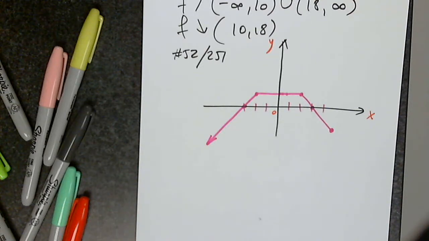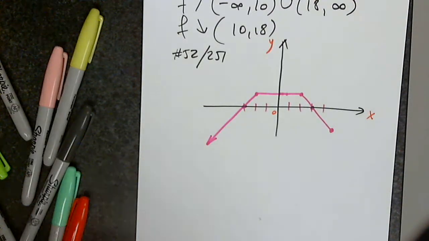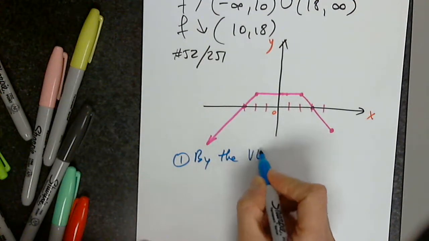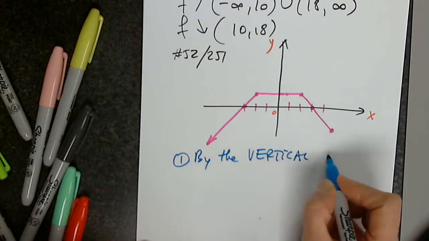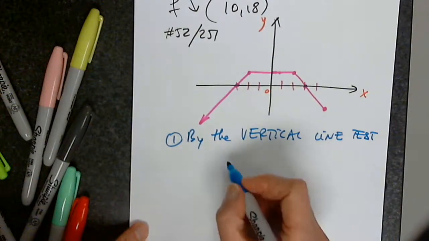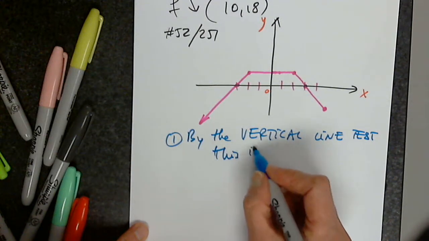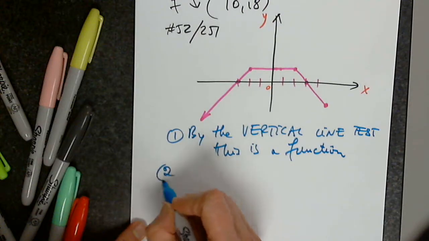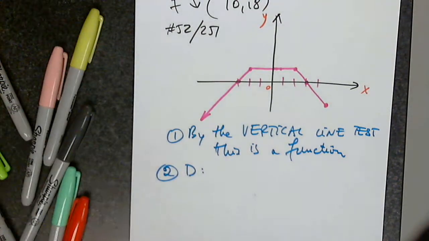Is this a function? Why is it a function? By the vertical line test. Question number 1. By the vertical line test, this is a function. 2, domain. I'd like us to find the domain of this function. What is it?